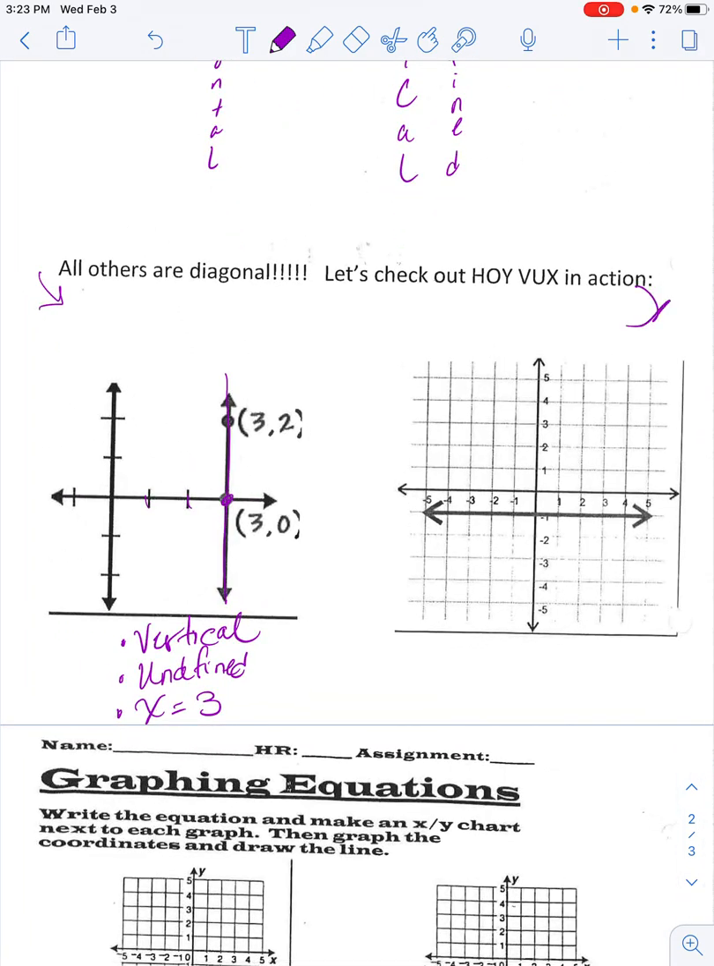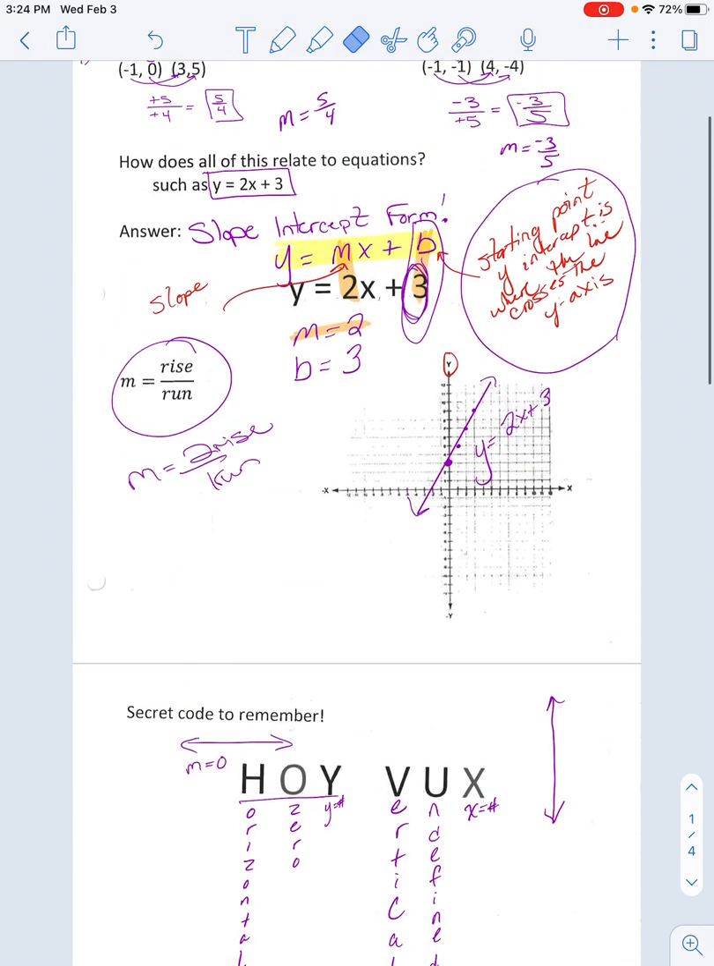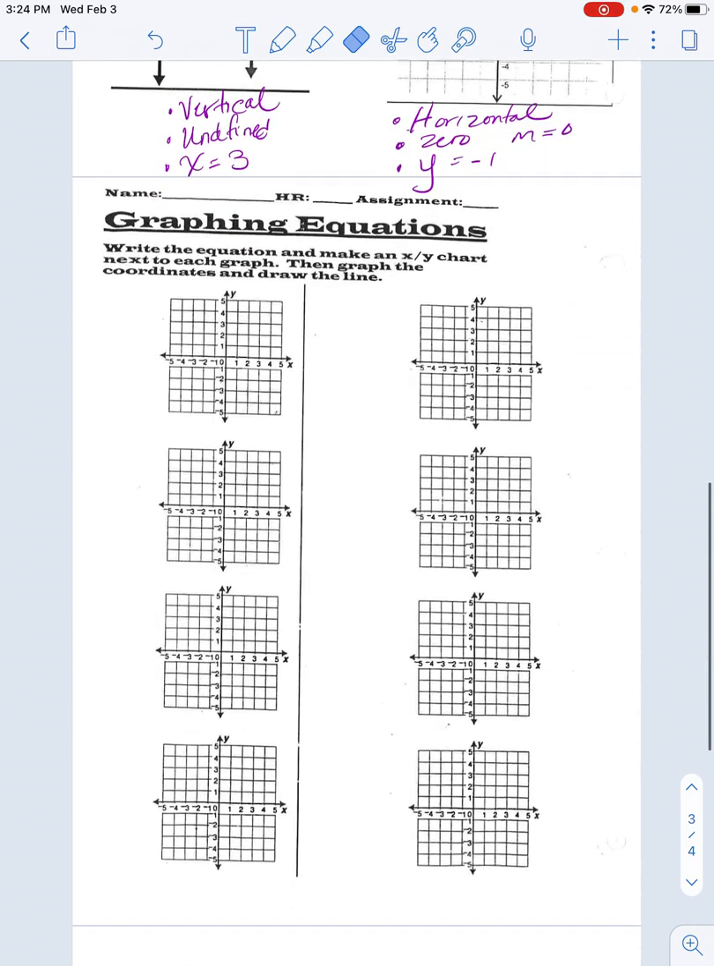Over here, this one is Hoy, horizontal line. A slope of 0, no steepness. And it crosses the y at -1. Okay? So just kind of a little acronym, something to help you remember undefined versus 0. Okay? All right, we're gonna start doing more slope-intercept form.